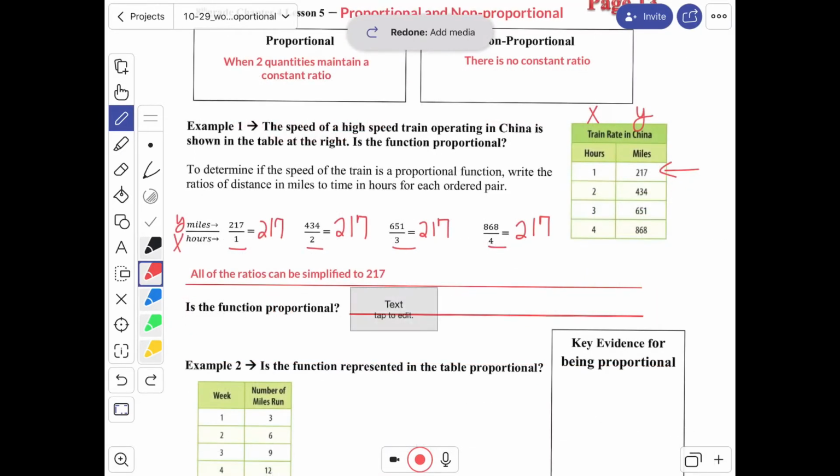So is this function proportional? Yes, since there is a constant rate, the function is proportional.